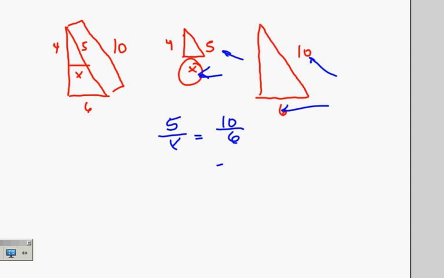Cross multiply. 5 times 6 is 30. 10 times x is 10x. Divide both sides by 10, and the value will be 3.